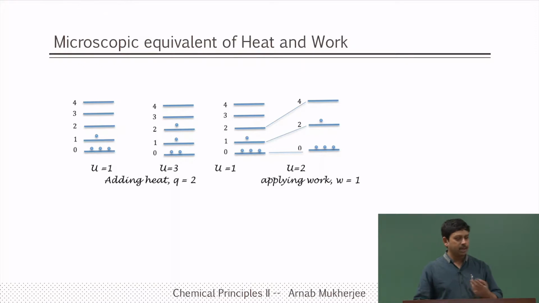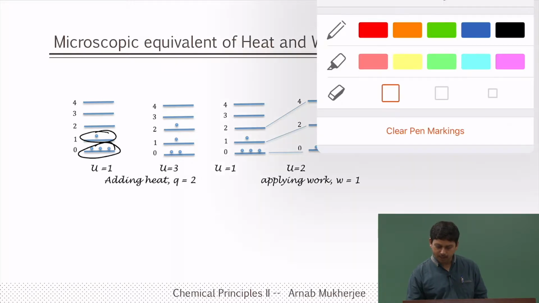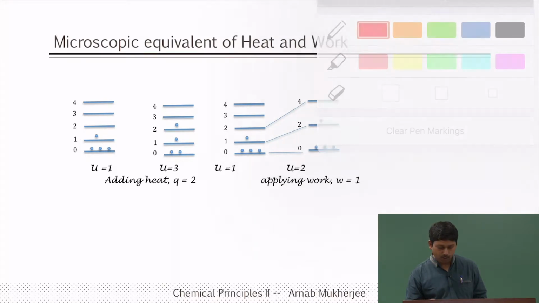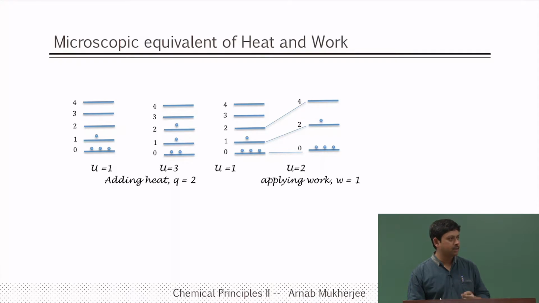So, let us say I design a very restrictive system, where there are 4 particles, 3 particles are on the ground state and 1 particle is in the excited state. Now, total energy of this particular system is how much? 1, right. Total energy of the system is 1, because 3 particles are in 0, and I add heat to the system. So, what is going to happen?